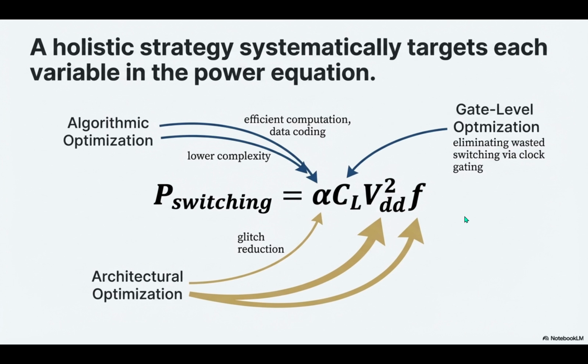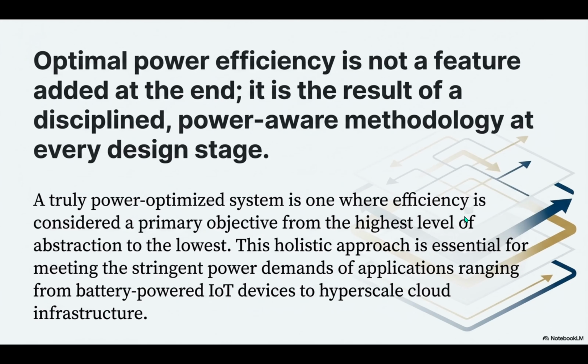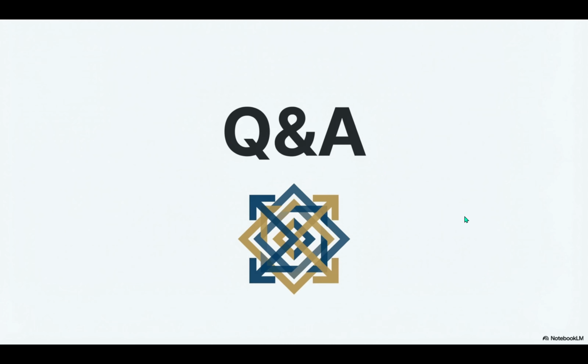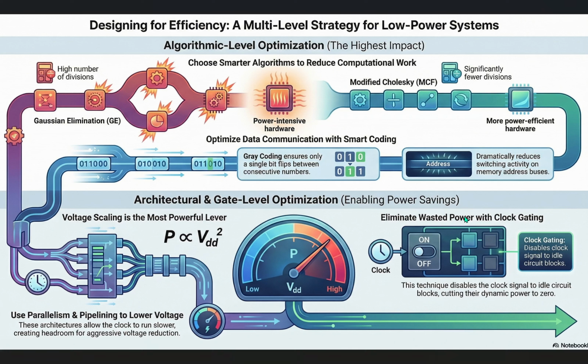It makes it so clear that you can't just add power efficiency at the end. It's not a feature. That's the core realization. Optimal power efficiency is the result of a disciplined, power-aware methodology at every single design stage, from the highest level of abstraction all the way down to the individual gate. So the key takeaway for you listening is that the really massive power savings don't come from the small fixes at level 3. They come from those high leverage decisions at levels 1 and 2 that fundamentally reduce the amount of work the chip has to do in the first place.